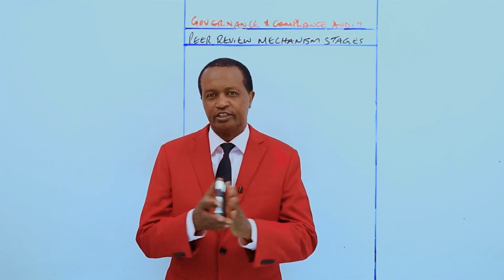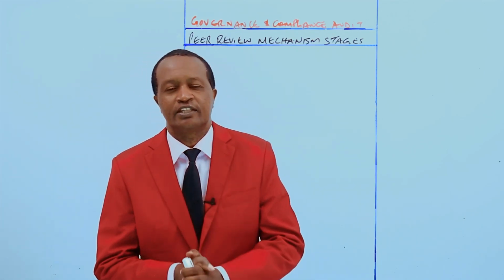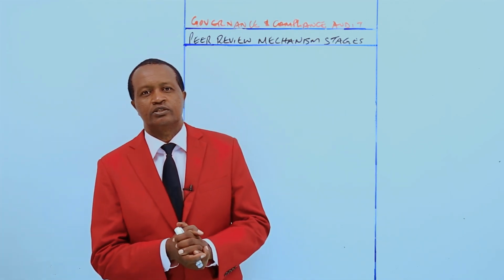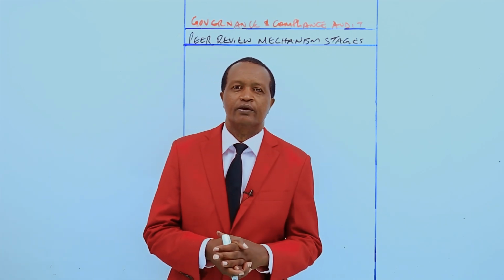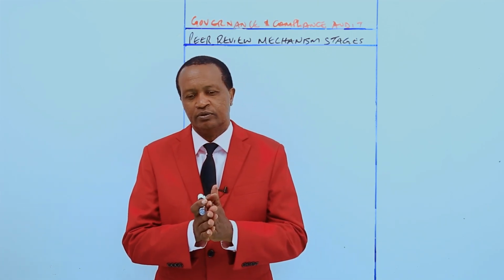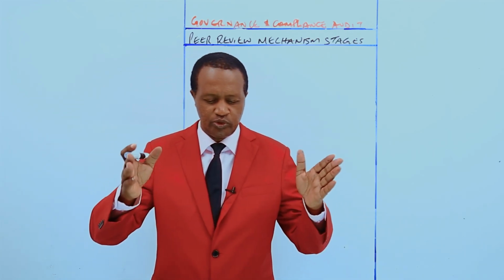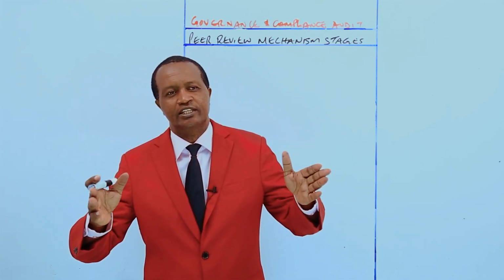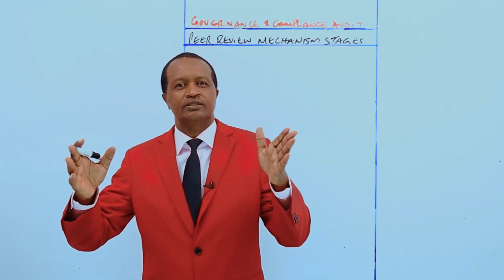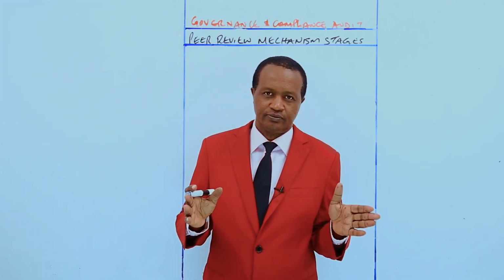Today we continue with the subject governance and compliance audit. The topic is peer review mechanism. We are continuing with the chapter. Today we are going to analyze the peer review mechanism stages.